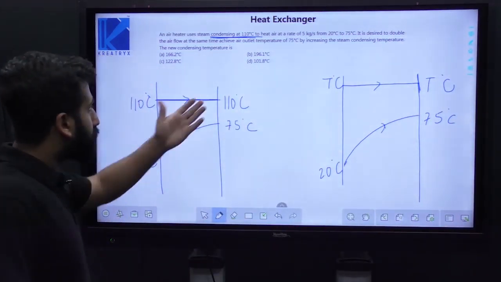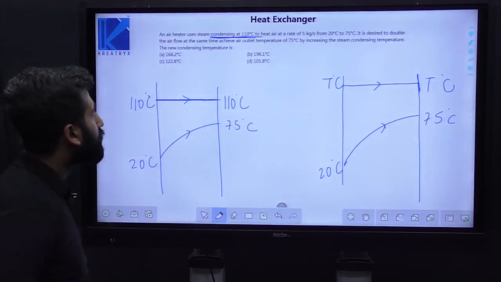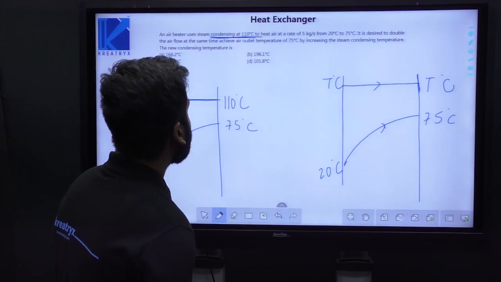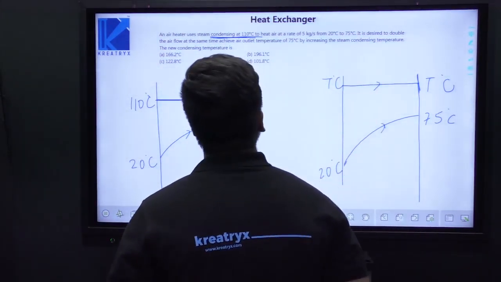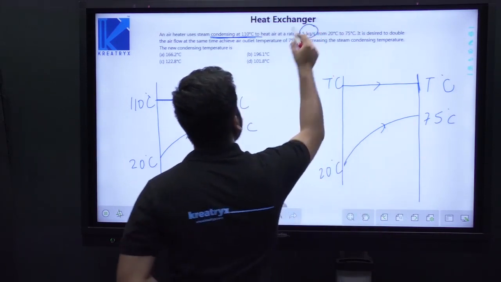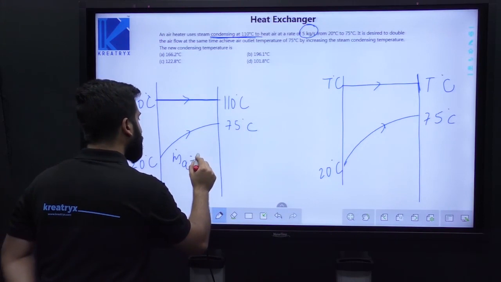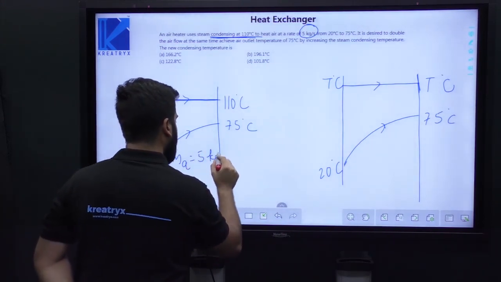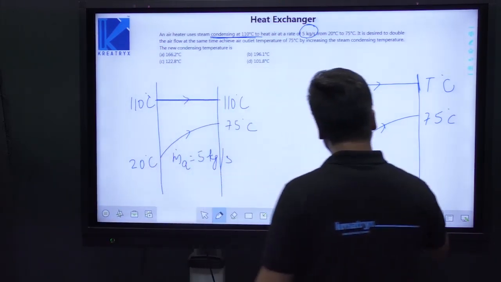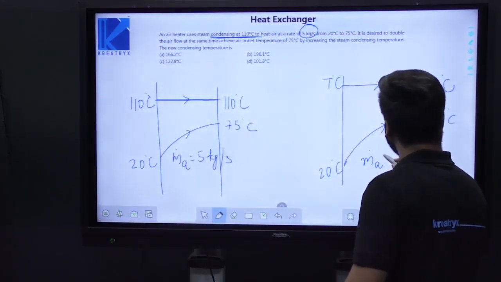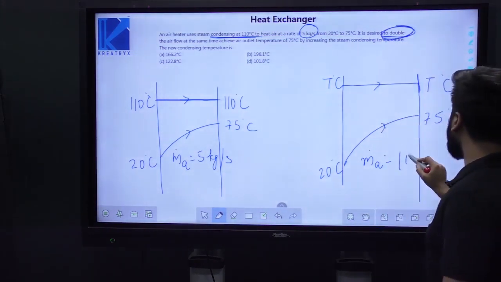So how can I find out this T? Nothing is given about the heat capacity, sorry, the specific heat capacity of the fluids. One more data is given, that is 5 kilogram per second, M dot A. In the first case it is 5 kilogram per second, but in the second case it is desired to double the airflow, that is it will be 10 kilogram per second.